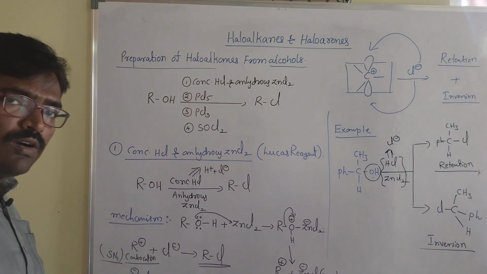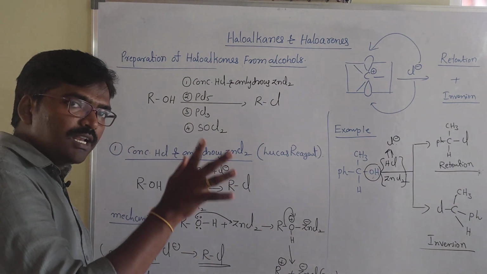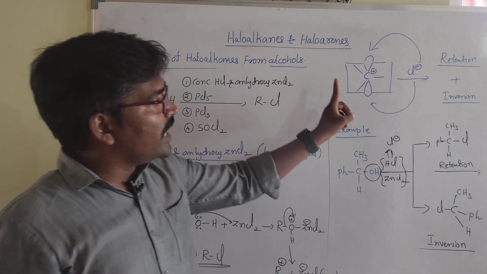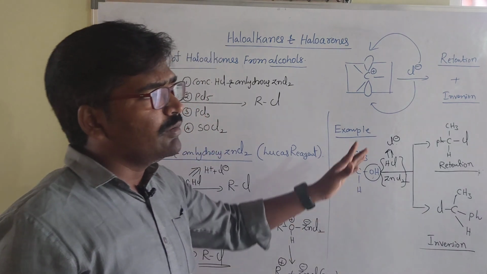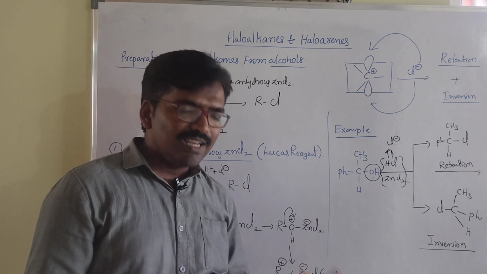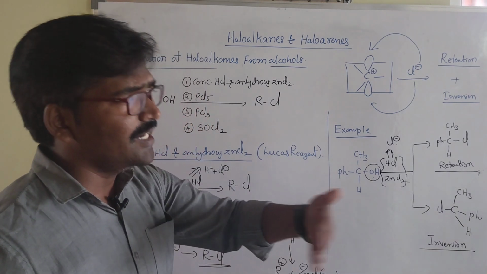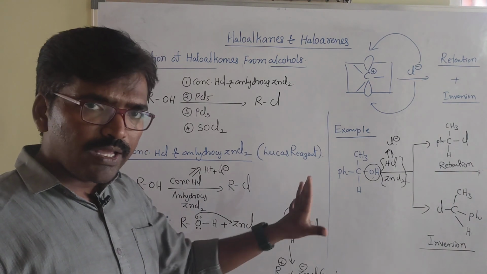The mechanism is like this. What is the important point in it? Carbocation is the intermediate. SN1 mechanism takes place. When the SN1 mechanism and carbocation are there, retention and inversion configuration will be formed. How will it be formed? 50-50%. When it is 50-50%, a racemic mixture will be formed, whatever that means. That we'll discuss later in the nucleophilic substitution reactions. Clear up to there?